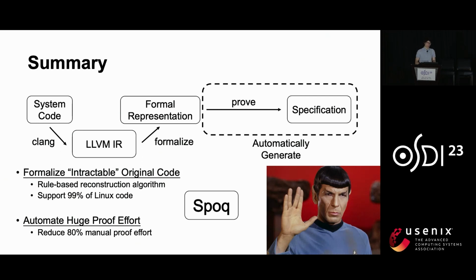And in summary, we created a new verification framework, Spoq, that enables formalizing complex system code and reduces the huge proof effort by automating the spec generation, spec definition, and proof.